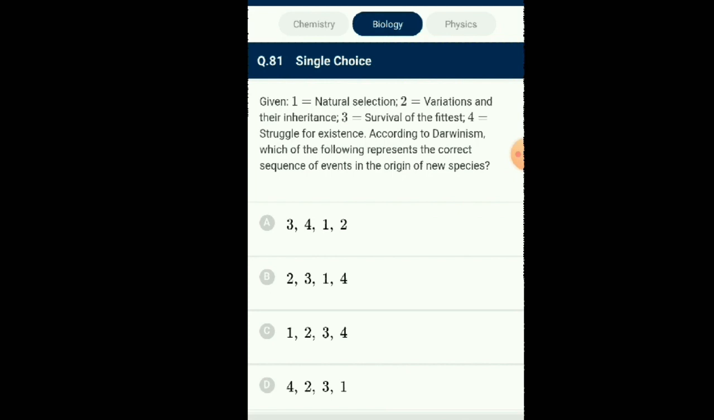Question number 81. Given: 1. Natural selection, 2. Variations and their inheritance, 3. Survival of the fittest, 4. Struggle for existence. According to Darwinism, which of the following represents the correct sequence of events in the origin of new species? Option D is the correct sequence. Struggle for existence will come first. Variations and their inheritance will come second. Survival of the fittest is the third one. Natural selection is the fourth one. So that is the correct sequence.